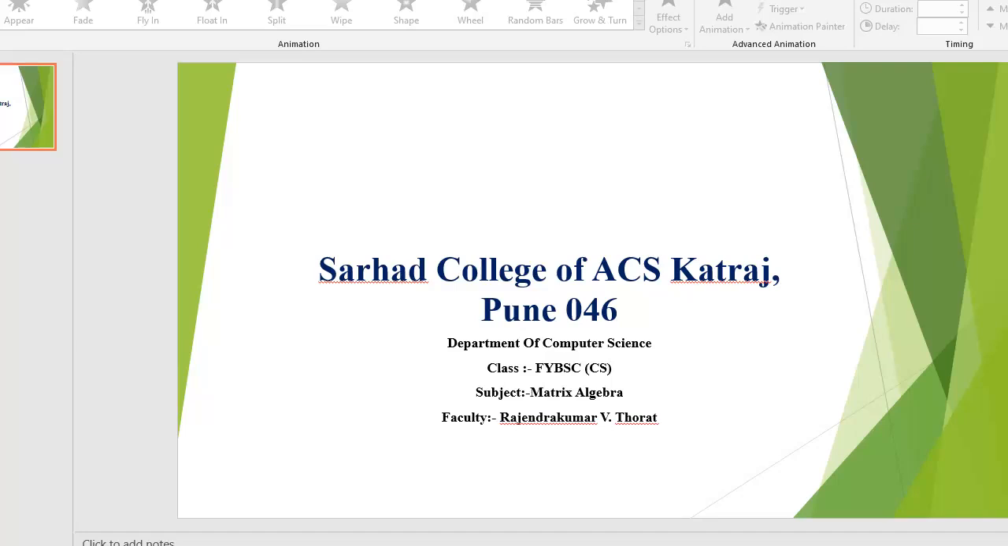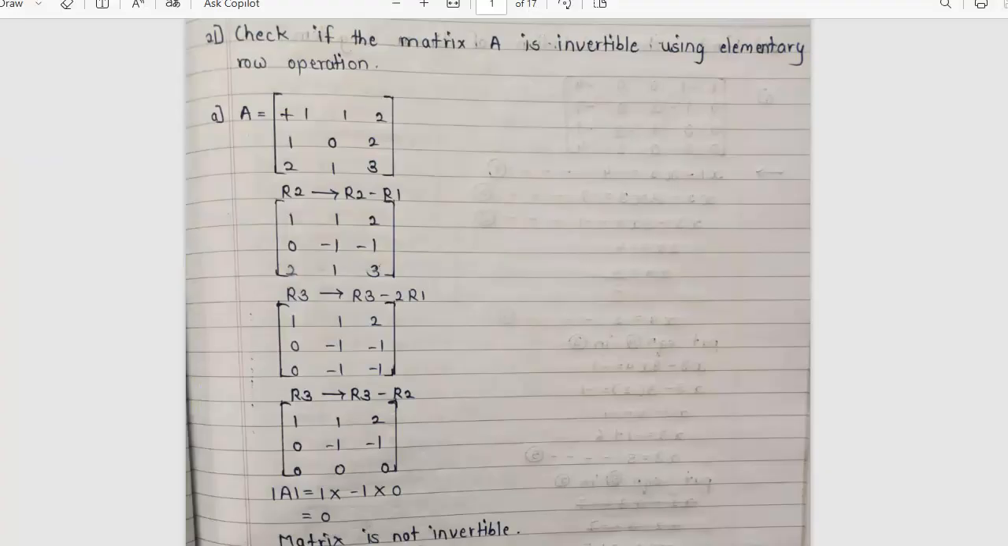Today we have started one of the interesting chapters in the mathematics subpaper, that is matrix algebra for FY CS semester first. First we have to calculate the inverse of the given matrix by using elementary row operations. Also we have to check whether the given matrix is invertible or not, that is, we have to find the value of the determinant of A. If the determinant of A is non-zero, then the given matrix A is an invertible matrix.